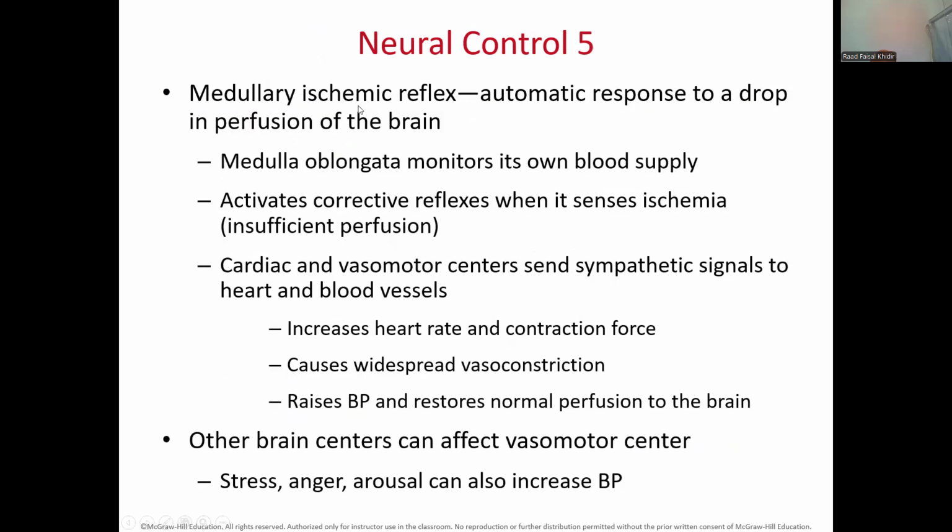The medullary ischemic reflex. What is that? That's the autonomic response to a drop in perfusion of the brain itself. The medulla oblongata monitors its own blood supply with receptors and activates corrective reflexes when it senses ischemia. Cardiac and vasomotor centers send sympathetic signals to the heart and blood vessels. Other brain centers can affect the vasomotor center. Stress, anger, and arousal can also increase blood pressure.